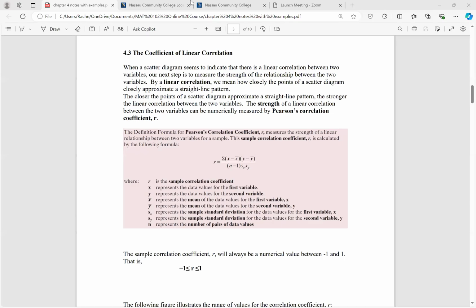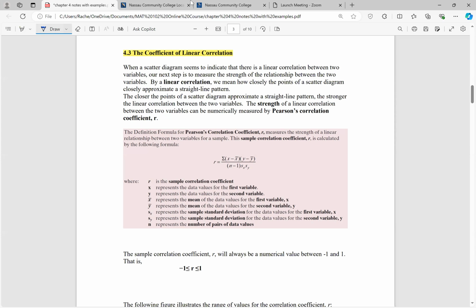Hi, everyone. In this lesson, we're going to continue with Chapter 4, and we're going to cover Section 4.3, the coefficient of linear correlation. So in the previous section, we covered scatter diagrams, and we went through the different types of correlations that may be seen when we look at a scatter diagram, such as a positive linear correlation or a negative linear correlation, or even no linear correlation.